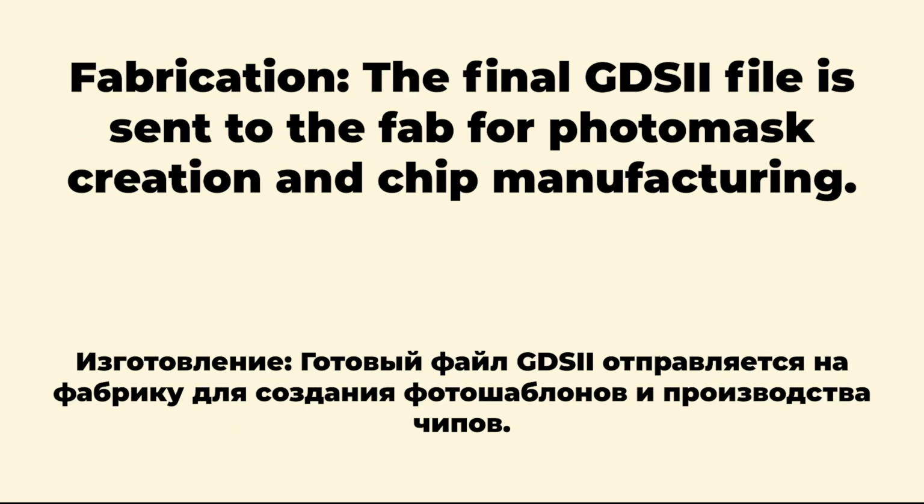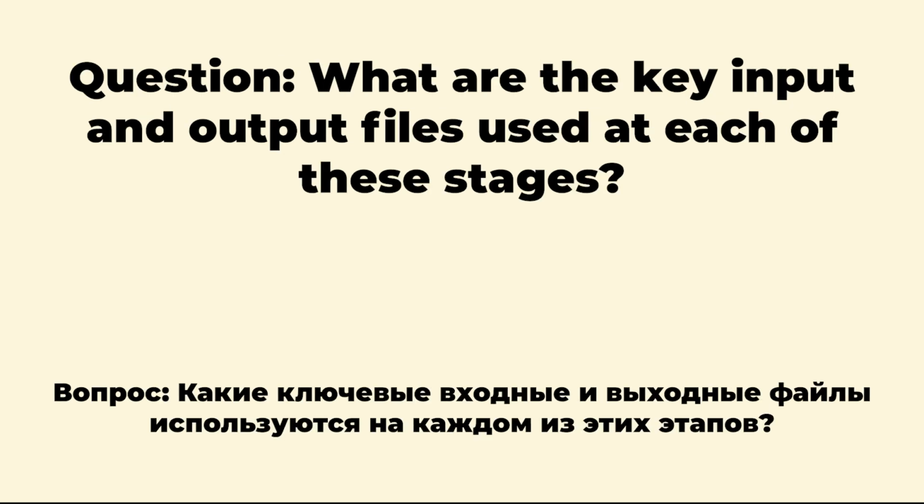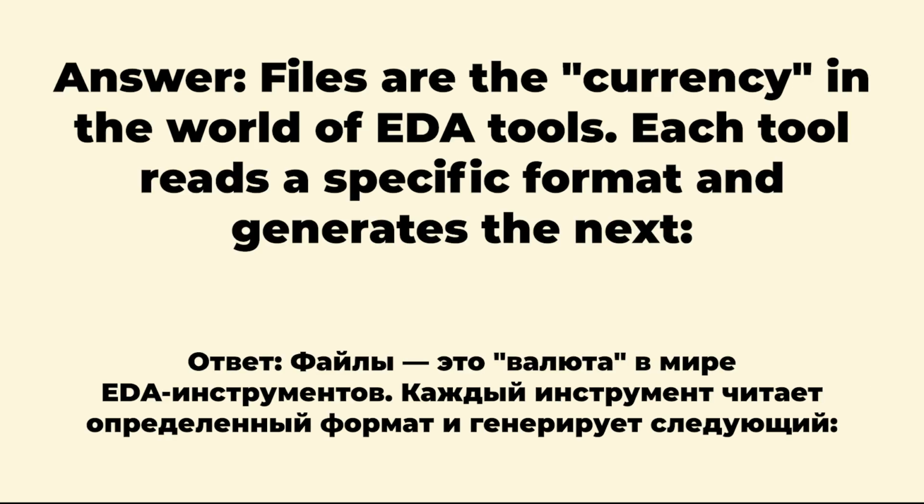Fabrication. The final GDSII file is sent to the fab for photomask creation and chip manufacturing. Question: what are the key input and output files used at each of these stages? Answer: files are the currency in the world of EDA tools. Each tool reads a specific format and generates the next.